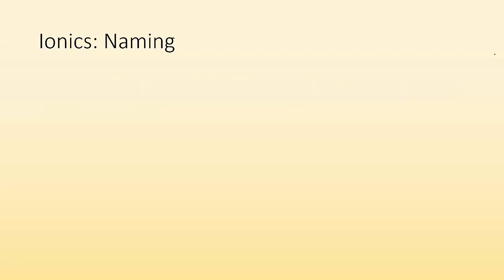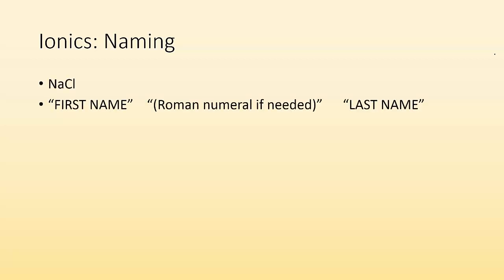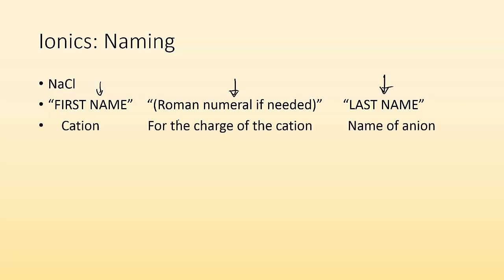Okay, so let's talk about ionics first. Naming ionic compounds like NaCl, what's the name going to be? Well, there's a general format: there's always the first name, and then there's a Roman numeral if you need it, and then there's a last name. The first name is the name of the cation, or the positively charged ion, and the Roman numeral is for the charge of the cation. If there's more than one possible charge for that cation, like if it's a transition metal, then we need to say which charge ion we are using, and then the last name is just going to be the name of the anion.